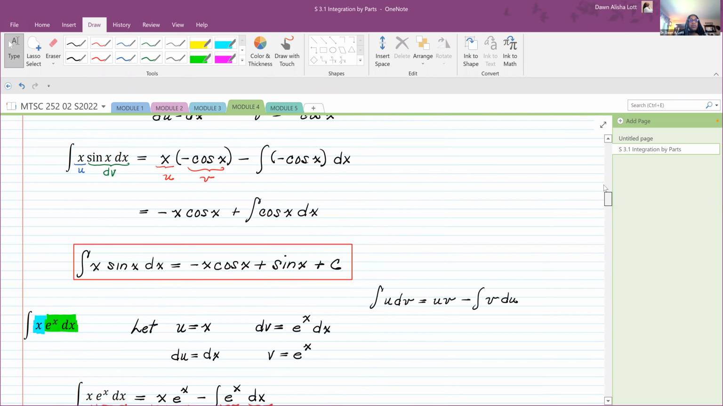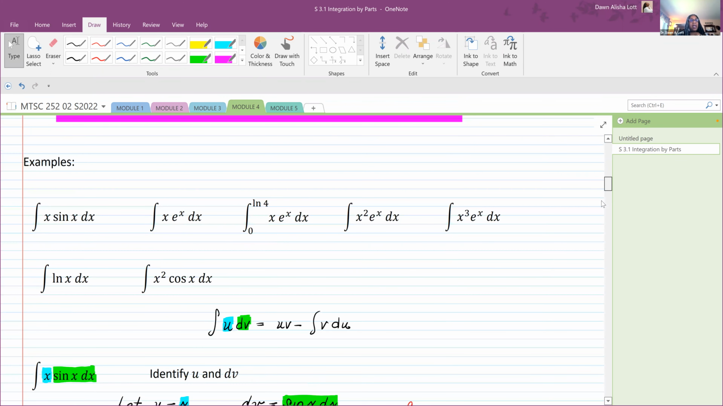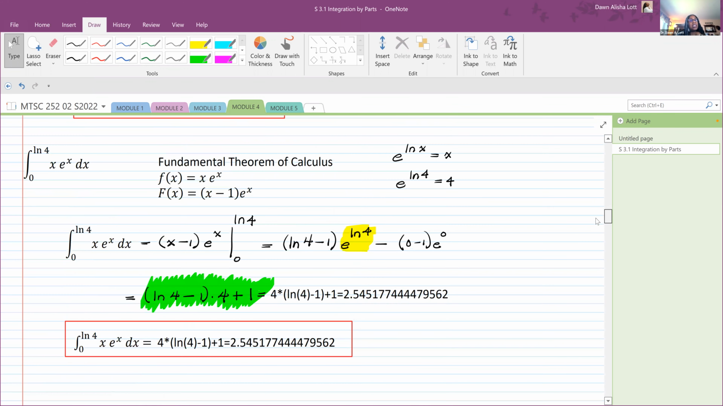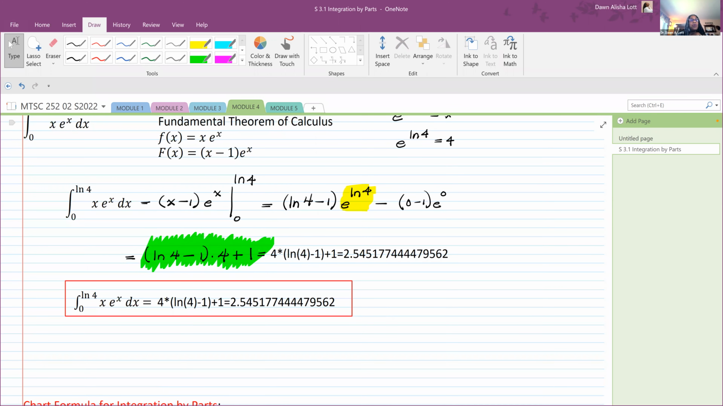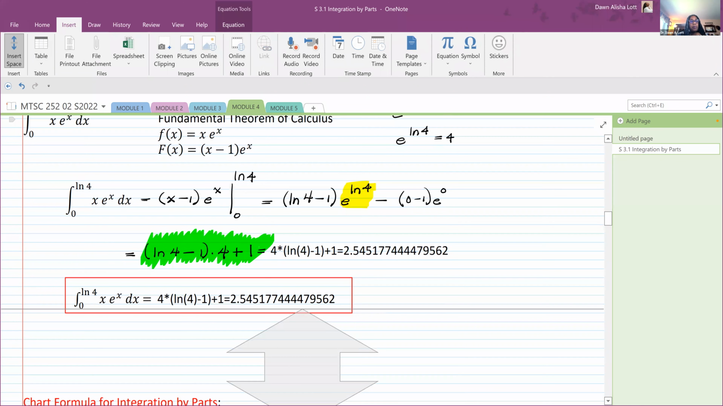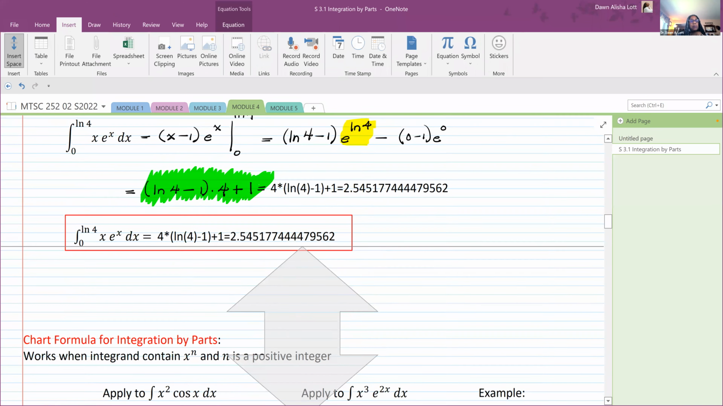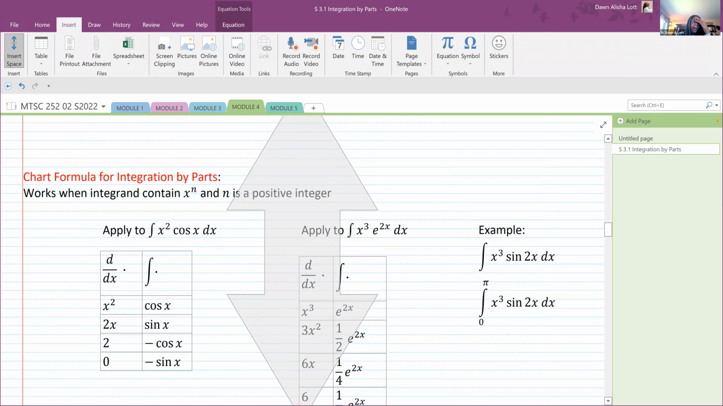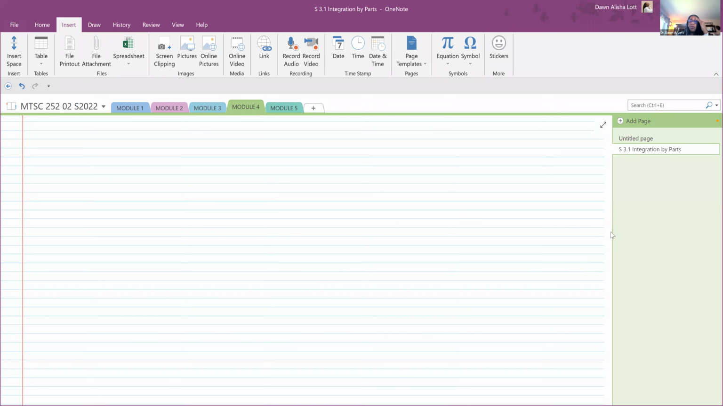Okay, so I've looked at x sine x, and I've looked at x e to the x as a definite integral. Now what I want to do is bump that power of x up even more. So let's go to x squared.